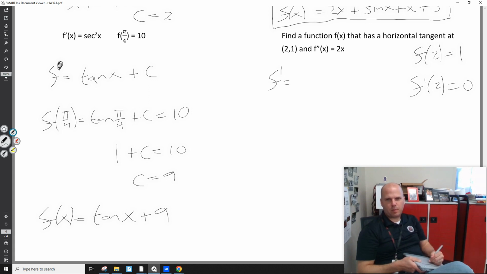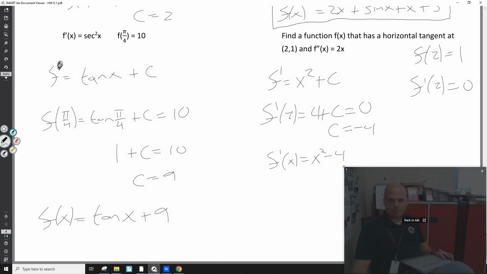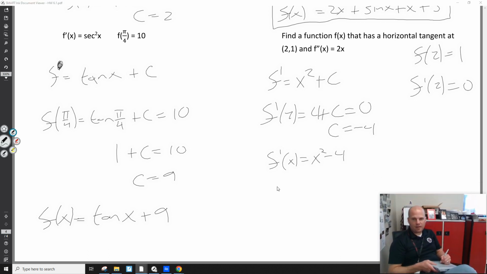You go from f double prime to f prime. You get x squared plus c. f prime of 2 has to equal 0. c has to equal negative 4. So f prime is x squared minus 4. Go back another step. f of x is 1/3 x cubed minus 4x plus c.